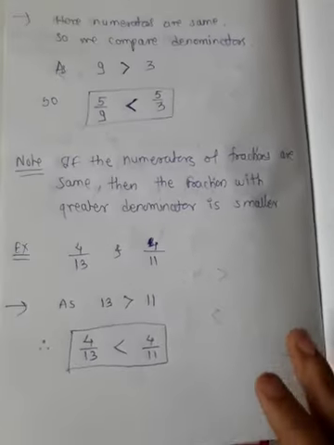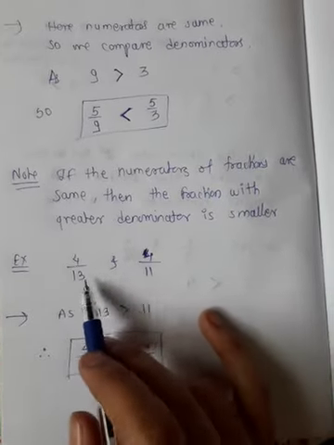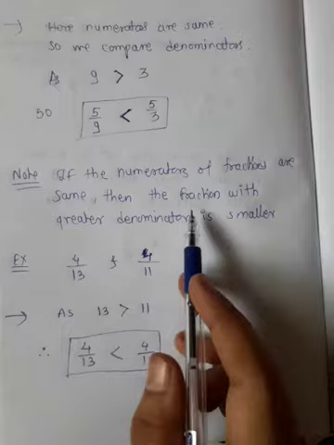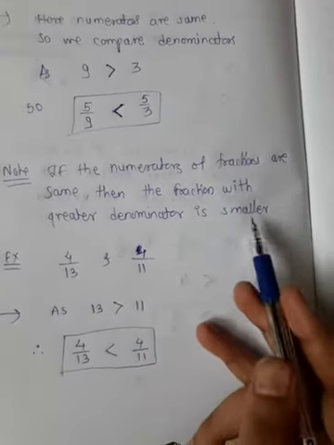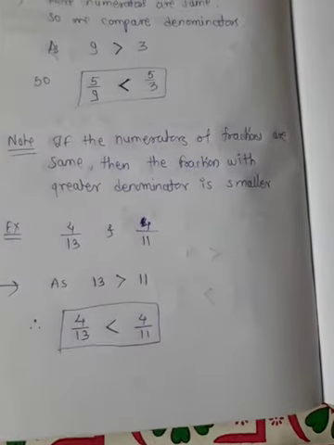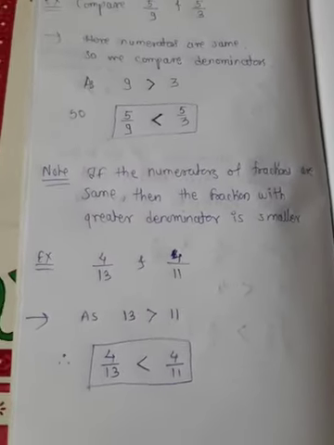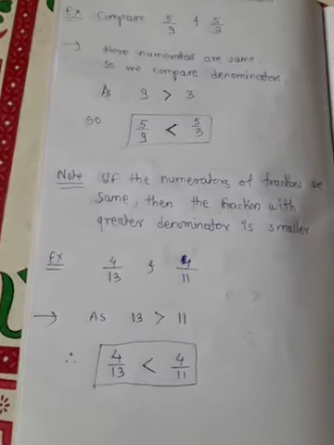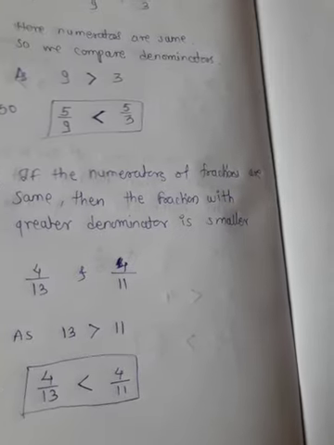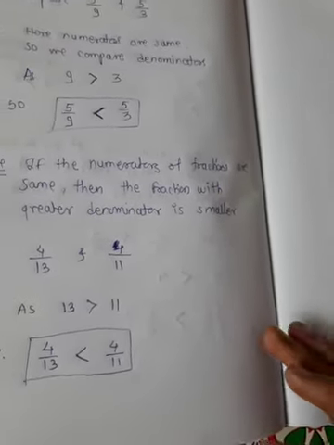Okay, understood? Here the numerators are the same, and the fraction with the greater denominator is 4 by 13, so 4 by 13 is smaller than 4 by 11. Now we have studied two types: if the numerators are the same, which is greater and which is smaller, and if the denominators are the same, which is greater and which is smaller.